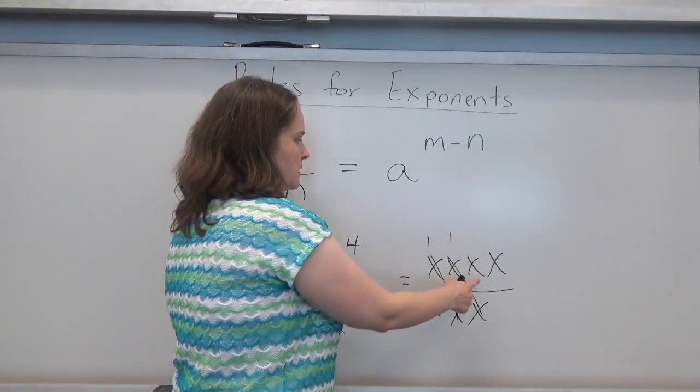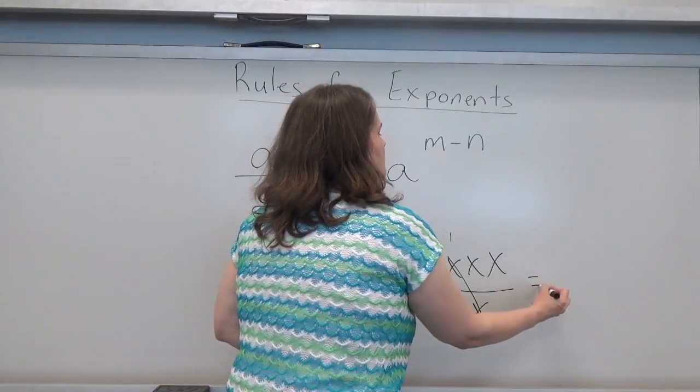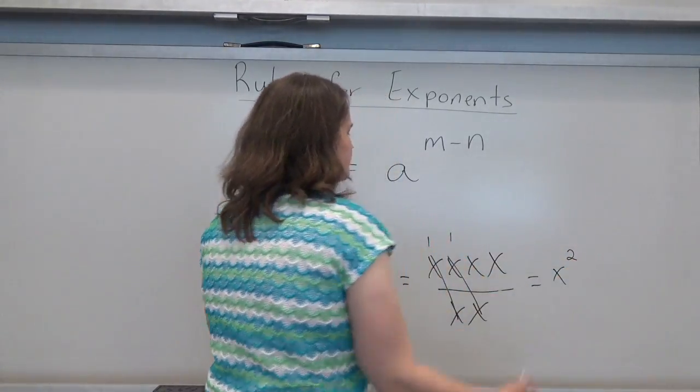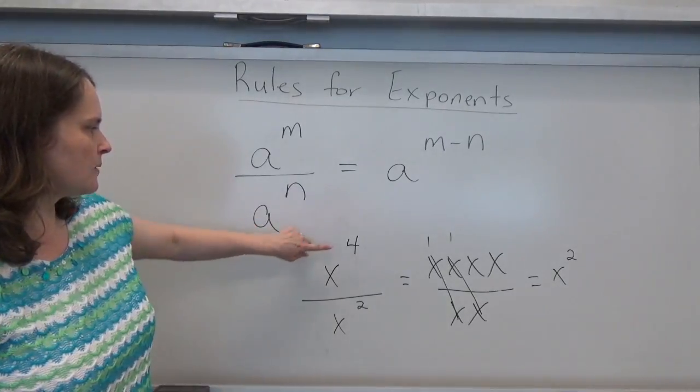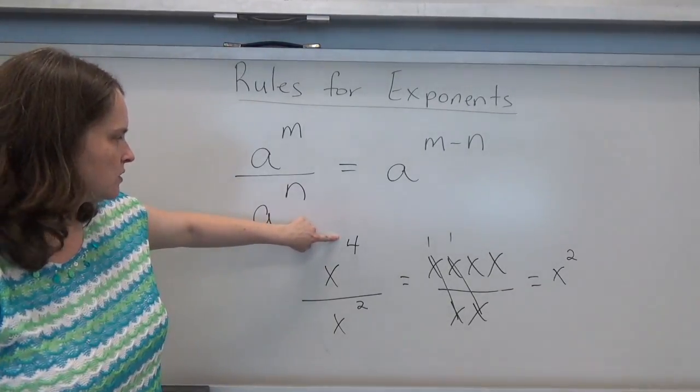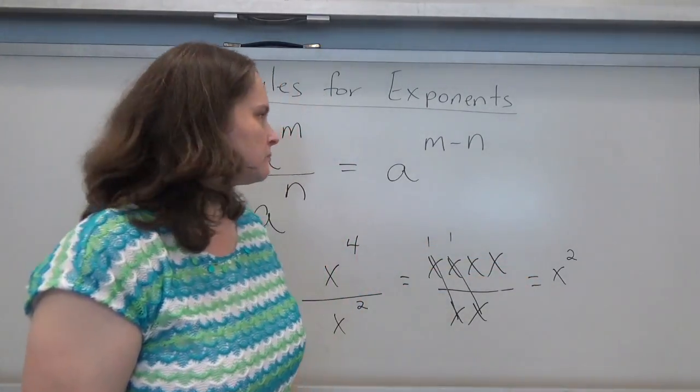And then I'm just left with x times x over, and I just have a 1 in the denominator. So x times x is x squared. And my shortcut, I get to just simply subtract the original 2 exponents. So doing x to the 4th minus 2 gives me x to the 2nd over here. Okay?